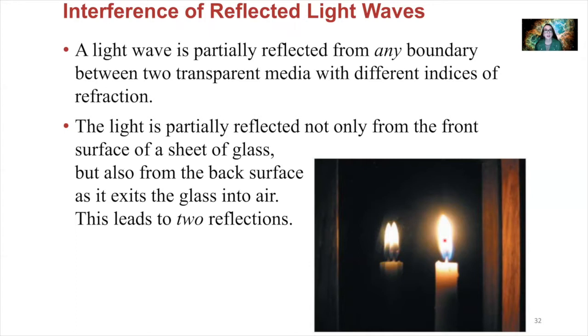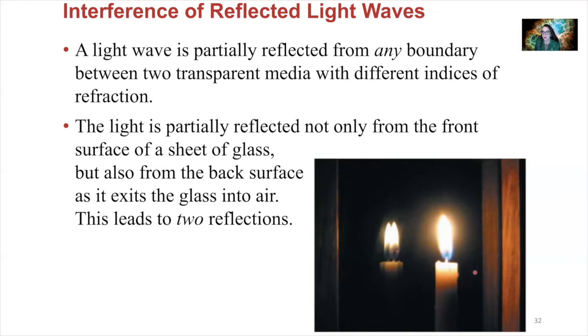To state that point again, a light wave is partially reflected from any boundary between two transparent mediums with different indices of refraction. So you're always going to have reflection off the top boundary, and some of that light gets refracted into the film, and some of that light will be reflected off the back surface of that film. That essentially gives you two reflections. And again, those reflections can interfere constructively or destructively.